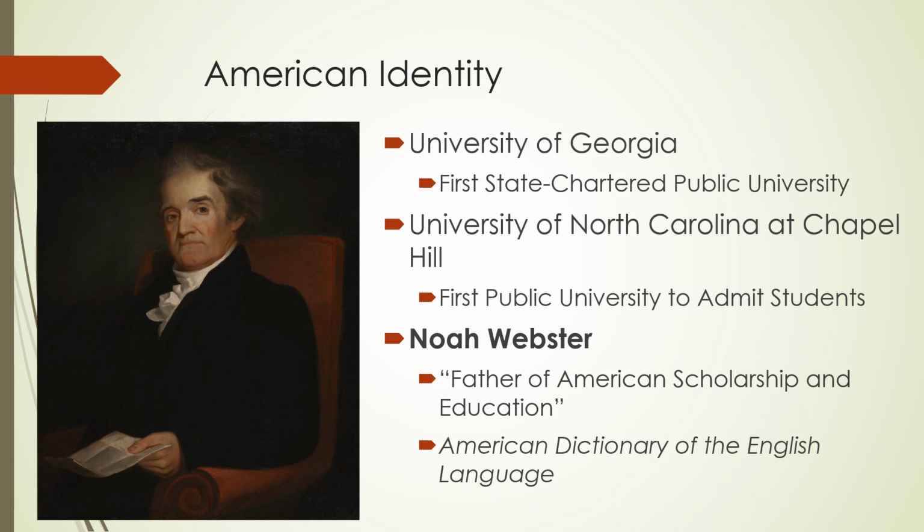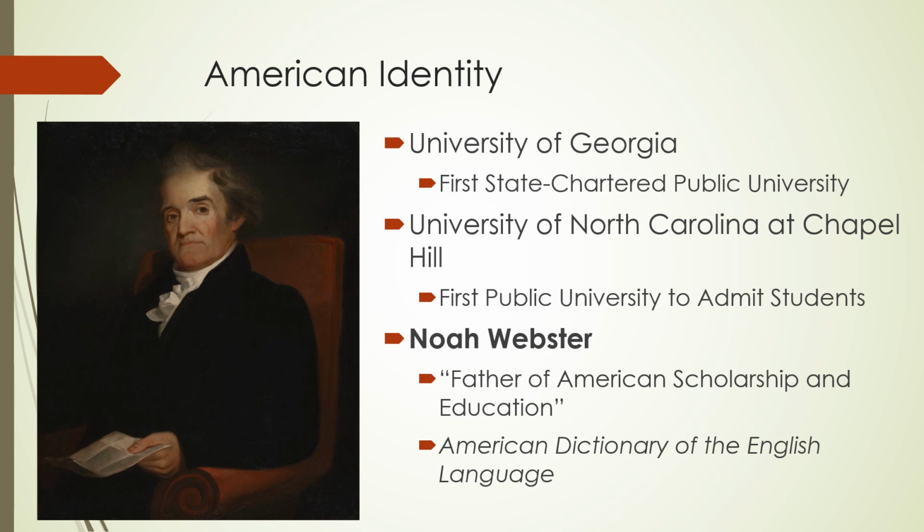The University of Georgia in Athens was the first state chartered public university. So on paper, the University of Georgia is the oldest public university in the United States. However, it only existed on paper when the University of North Carolina at Chapel Hill first started admitting students. So on paper, the University of Georgia existed first, but UNC was the first to actually have students attending classes.